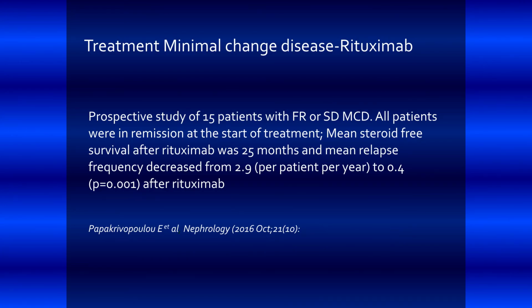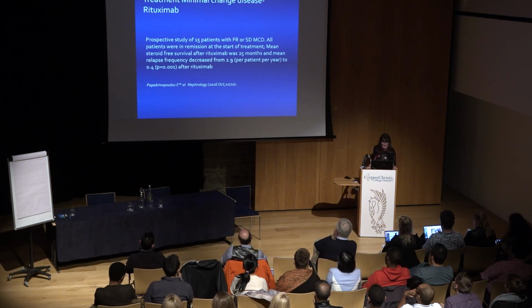So what about our new favourite drug of the moment, rituximab? So this has been used extensively in children and less so in adults. Again, we've got no randomised controlled trials, but there's very good evidence now for its effectiveness in adults.